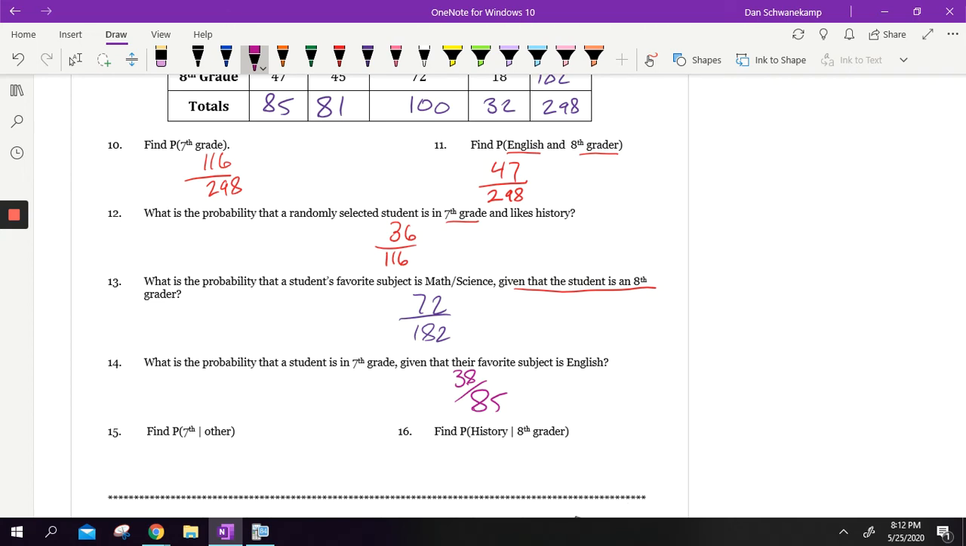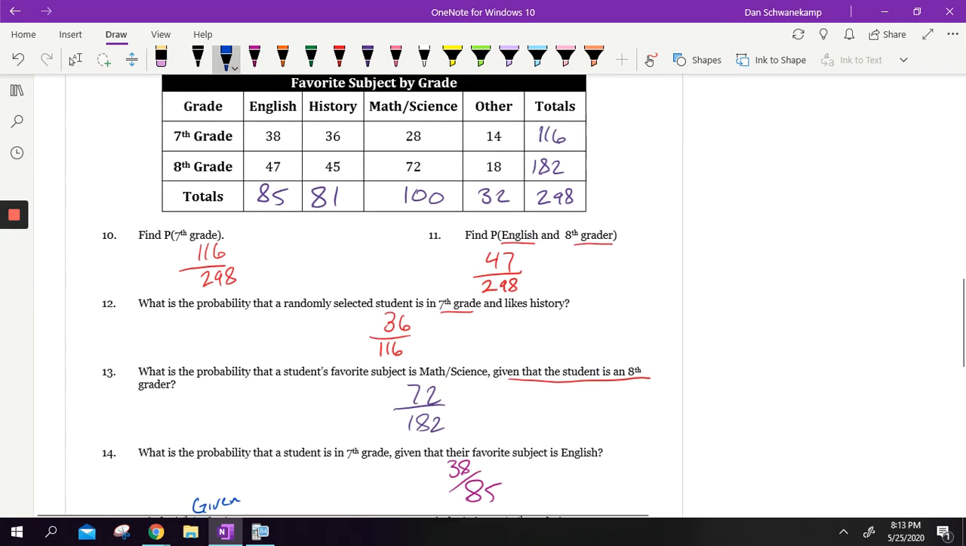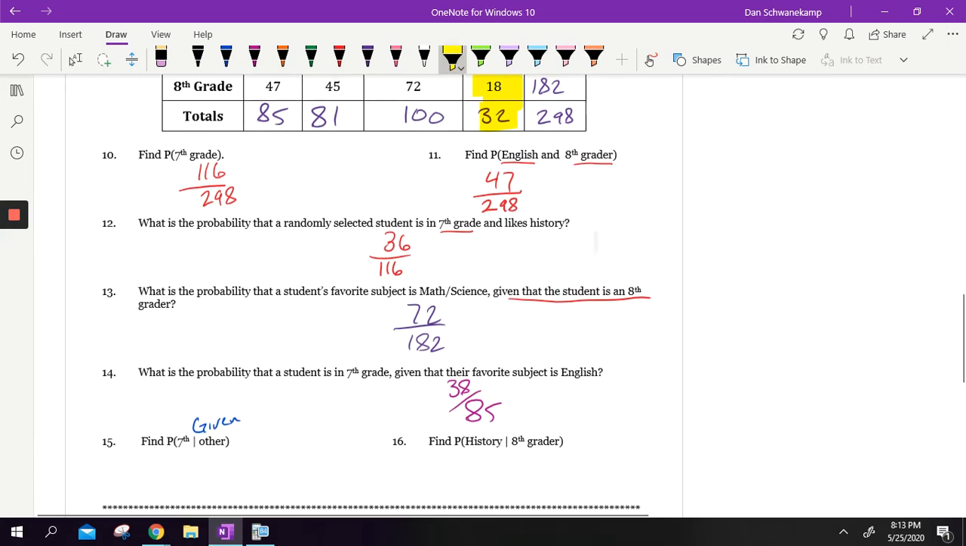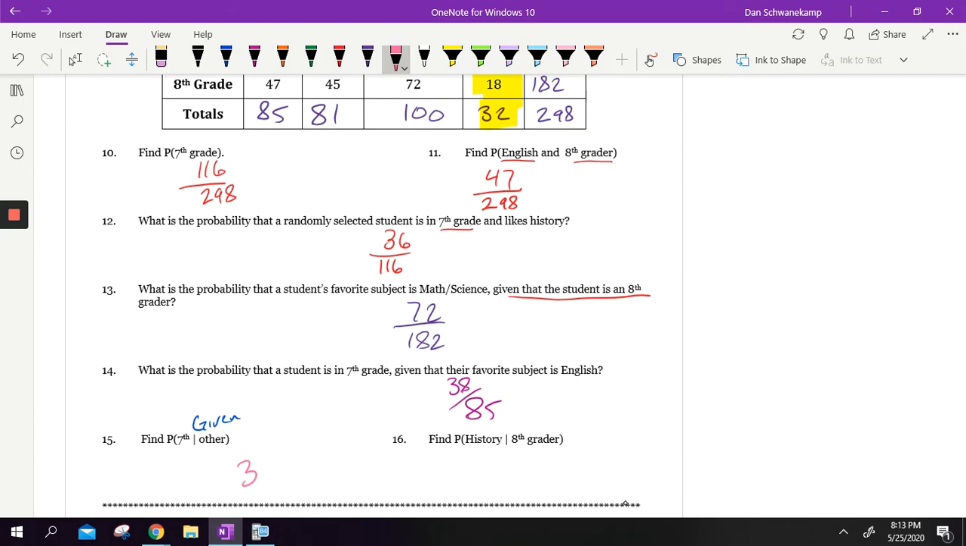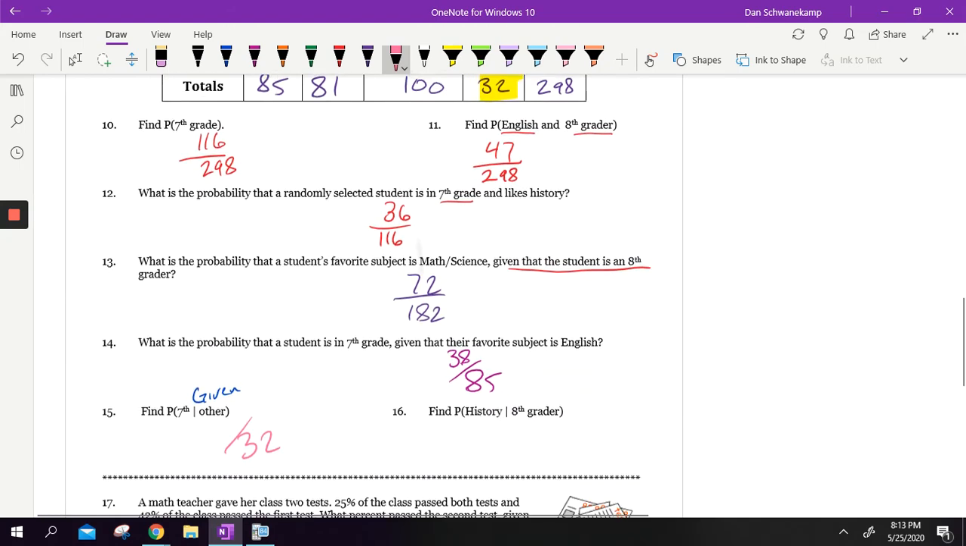Probability of 7th, given that they chose other. We're going to the other column. We're looking only in this column. That's the given. We're out of 32. How many of them were 7th graders? 14.